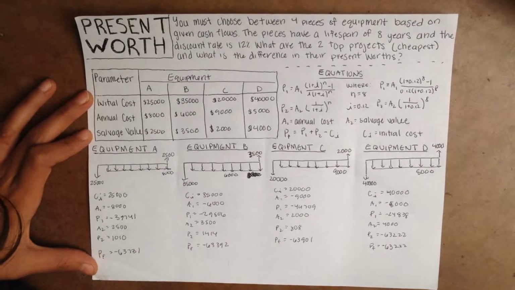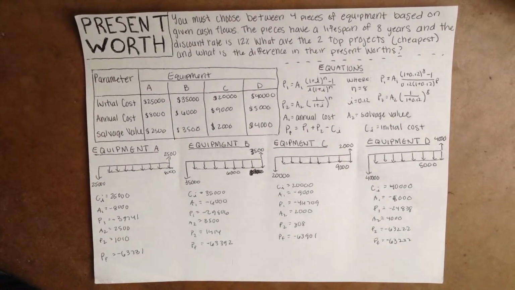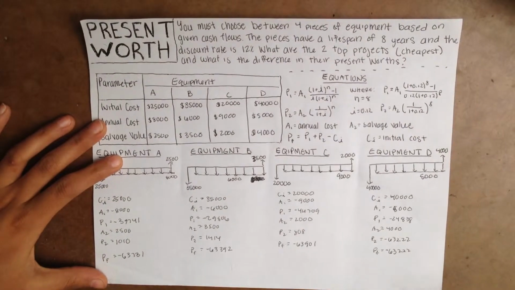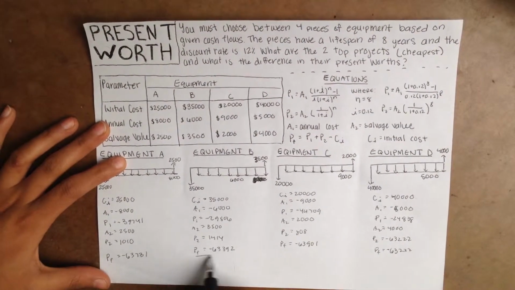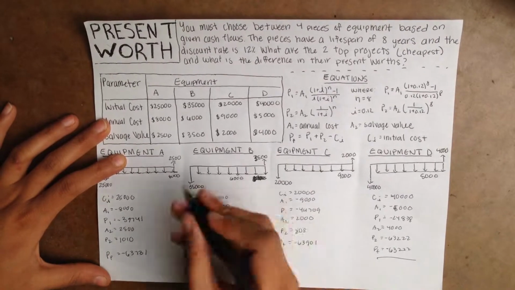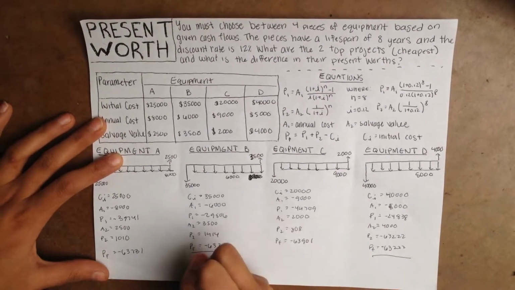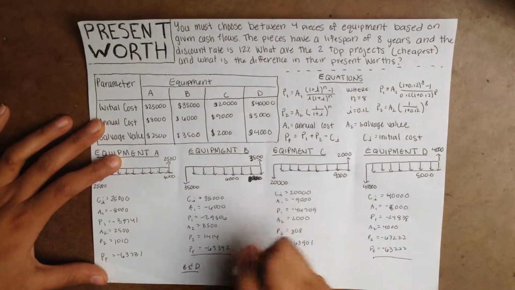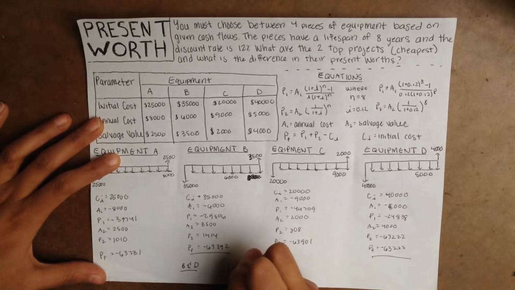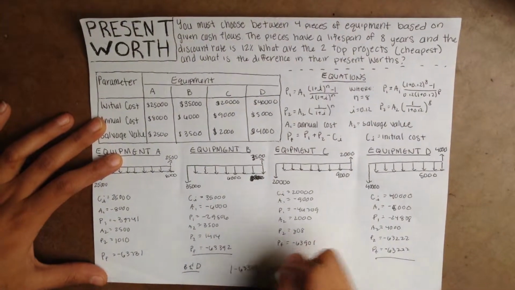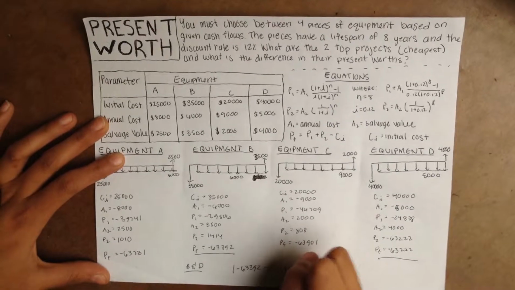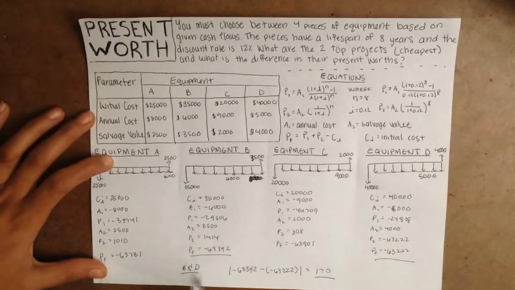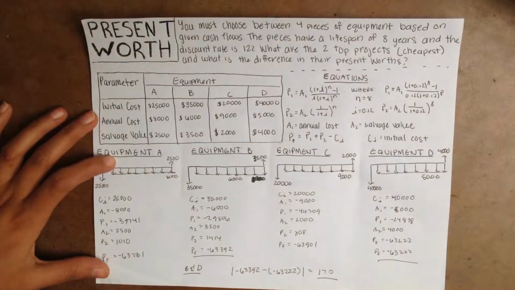Since we're looking for the cheapest, or basically which one is going to cost the least, we want to look for the lowest negative numbers, which is B and D. So the top two projects would be B and D, and for the difference in their present worths, we're going to do the absolute value so we can get a positive difference: negative $63,392 minus negative $63,222 equals $170. So here are your answers. B and D are the top two, and the difference between their present worths is $170.